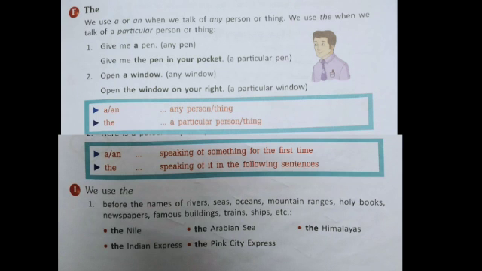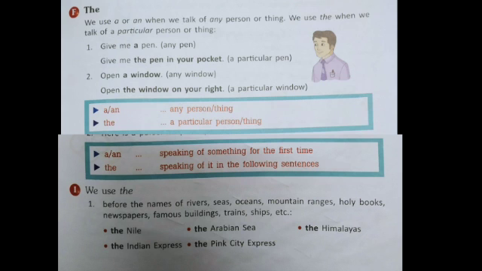Open a window. Now that window can be any window. But when you say open the window on your right, open the window on your left, open the window on your front side, there we make use of the word the. Now a and an we use for any person or thing, but the we use for a particular person or thing. When we speak about a and an, it is speaking of something for the first time, and the is speaking of it in the following sentences.